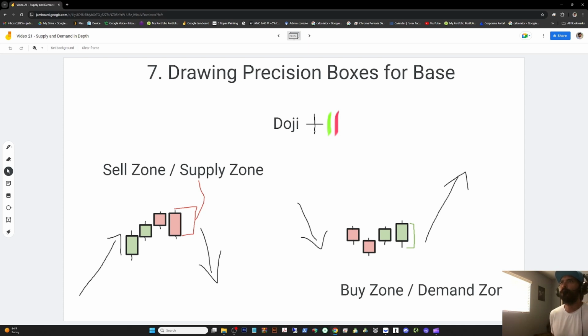7. Drawing precise boxes for a reversal with a base. For a sell zone, supply zone, you'll draw the box from the top wick to the bottom of the body on the red candle before the down move. For a buy zone, demand zone, you'll draw the box from the bottom of the bullish candle wick to the top of the body on the green candle before the up move. If there's a doji candle, you can just draw the box from the top of the wick to the bottom of the wick.